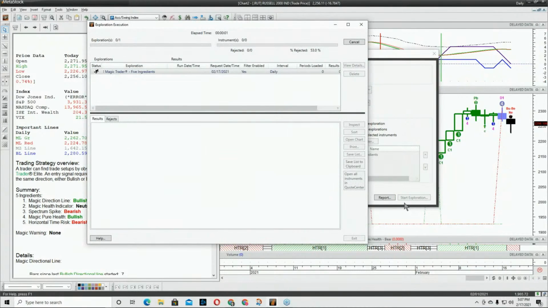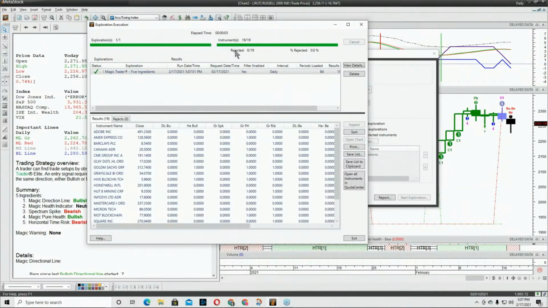So we'll go ahead and start the exploration. It's only going to go through about 19 stocks right now. It's already done. And what we have here is you'll see the close. And then you see all of the magic, the 5 ingredients. So for example, here, this would be the magic direction line. Right here, this would be the health line. This would be if there's a green spike. This would be the pure health. All of these first 5 columns are going to give us the 5 ingredients, okay?